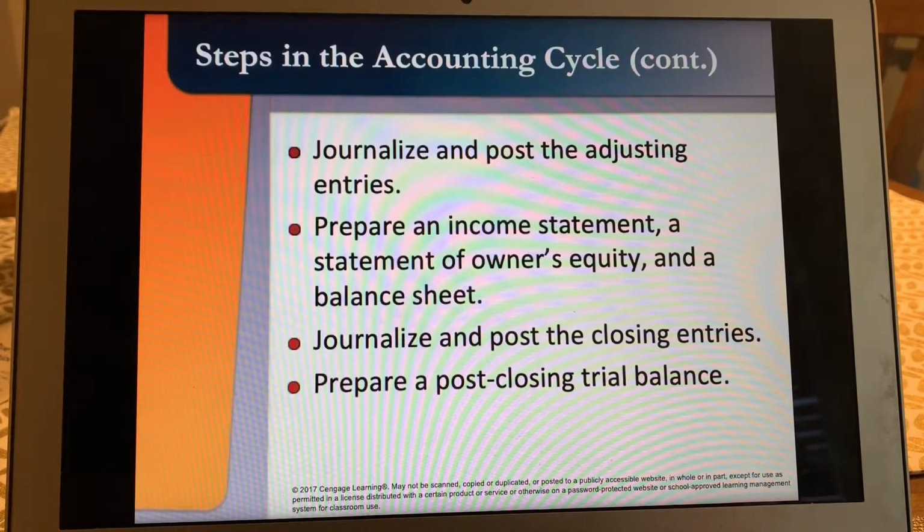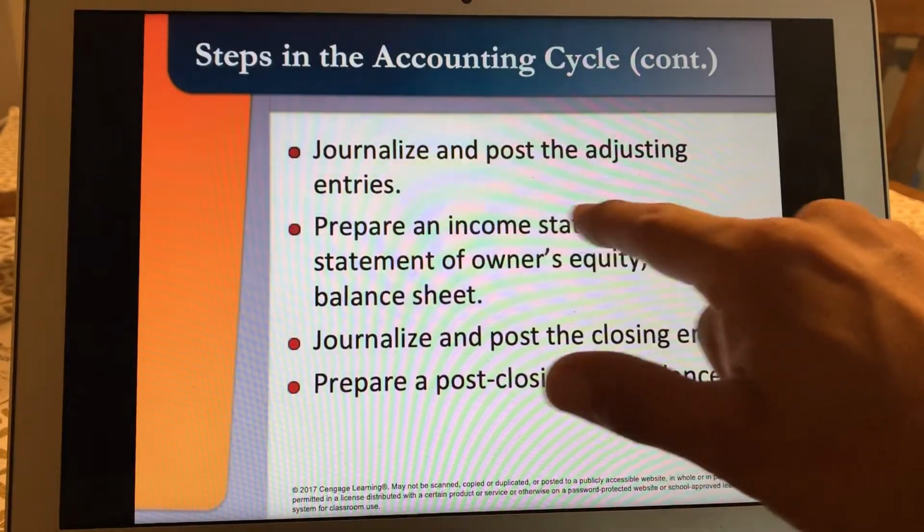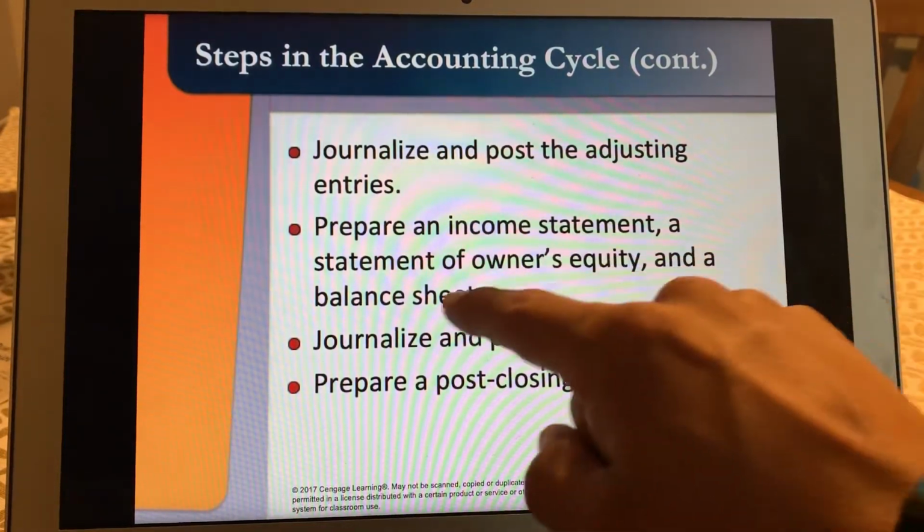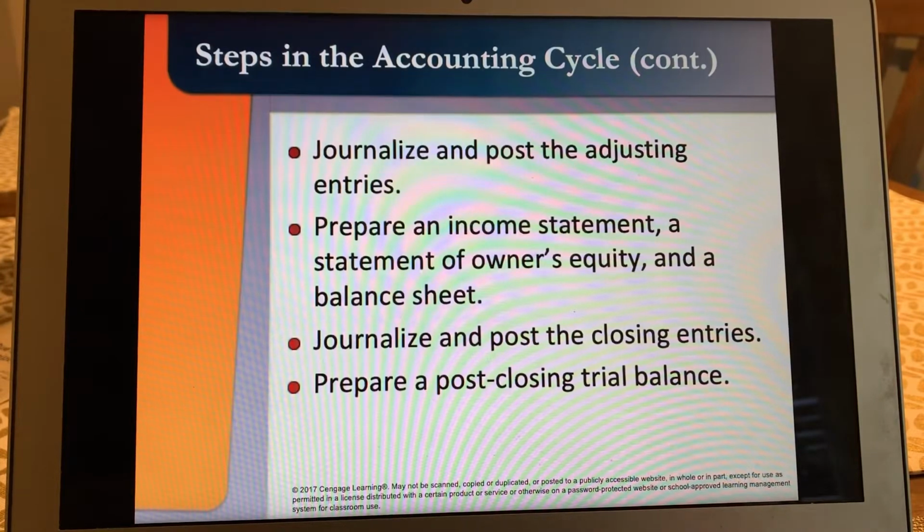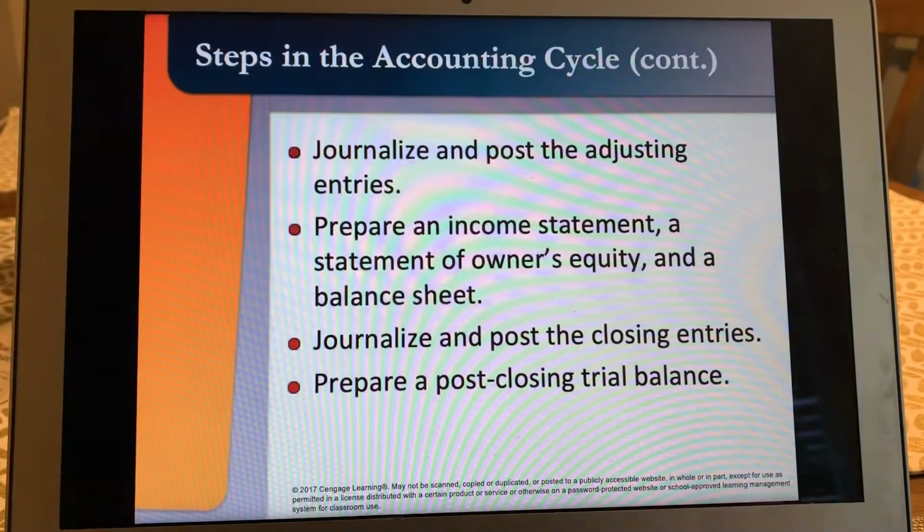Journalize and post the adjusting entries, prepare an income statement, statement of owner's equity, and a balance sheet. Keep in mind, this closes to owner's equity. Owner's equity closes to the balance sheet. Journalize and post the closing entries, prepare a post-closing trial balance. Okay, that's the end of this video.